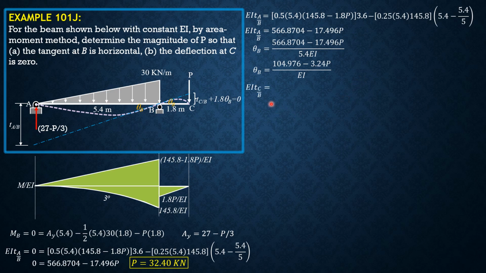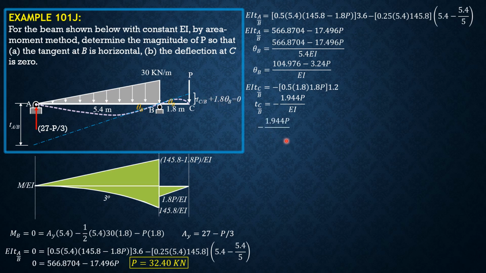Then EI deviation of C relative to B is area of this curve, then distance of centroid from the right, from C, is 2/3 of 1.8, so 1.2. So the area is 1/2 or 0.5 of 1.8. So negative 0.5 of 1.8 times 1.8 P. Then moment arm 2/3 of 1.8, so 1.2. Simplifying, deviation of C relative to B is negative 1.944 P over EI. We then substitute into this equation.